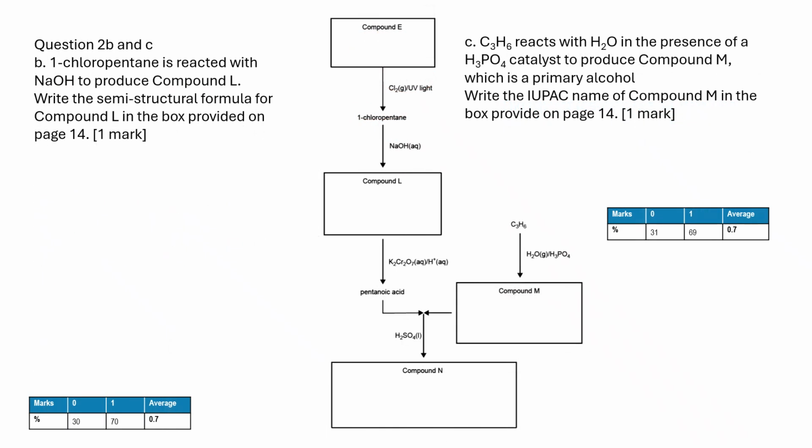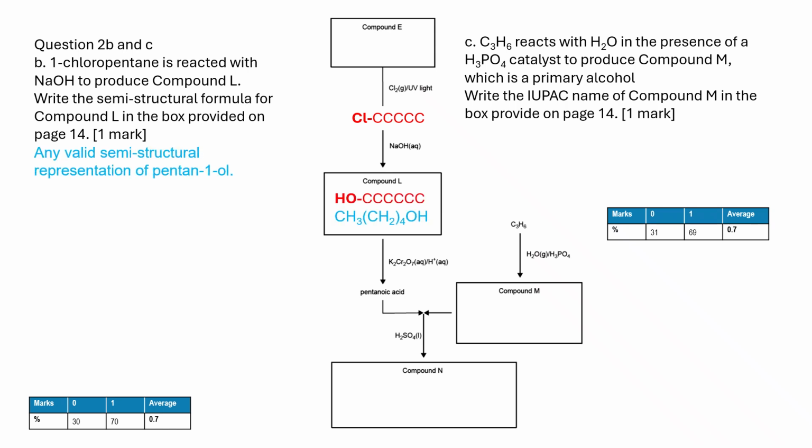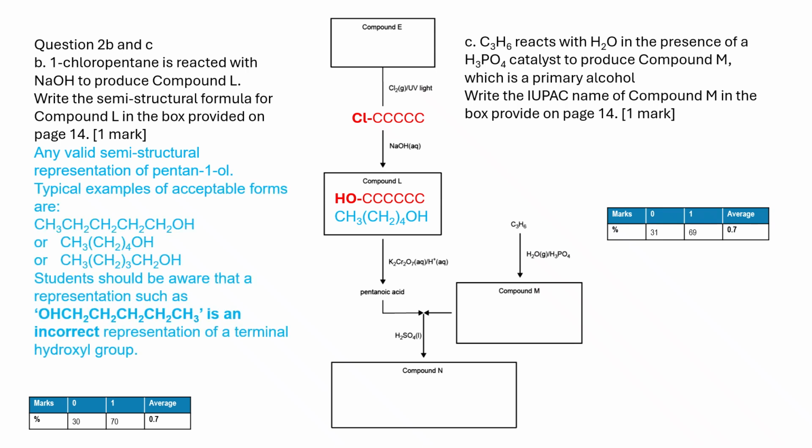When 1-chloropentane reacts with NaOH, the chlorine is replaced by a hydroxide group, forming pentan-1-ol, compound L. The semistructural formula for compound L is asked. Propene, C3H6, reacts with water to make propan-1-ol. The IUPAC name for compound M is asked.